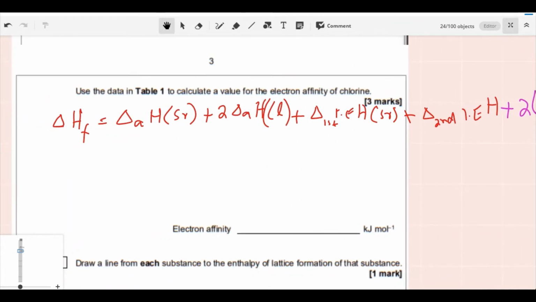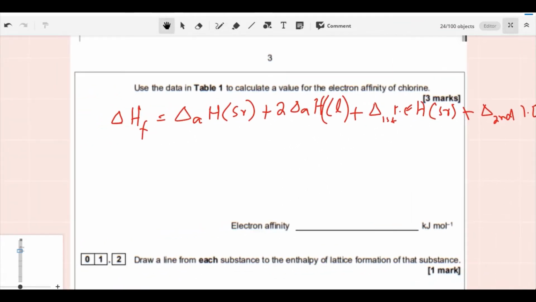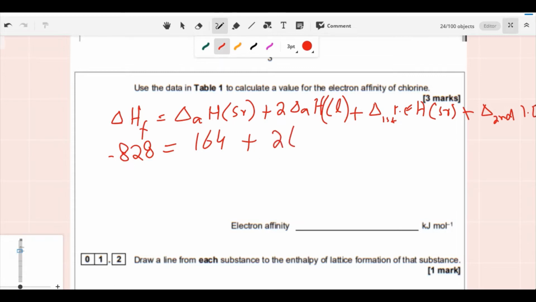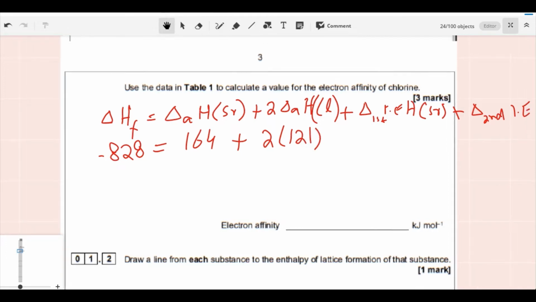Now we are going to put in the values. As we know, del HF is given in the table, so minus 828 is equal to the atomization of strontium, that equals 164, plus 2 times 121, that is the atomization of chlorine.